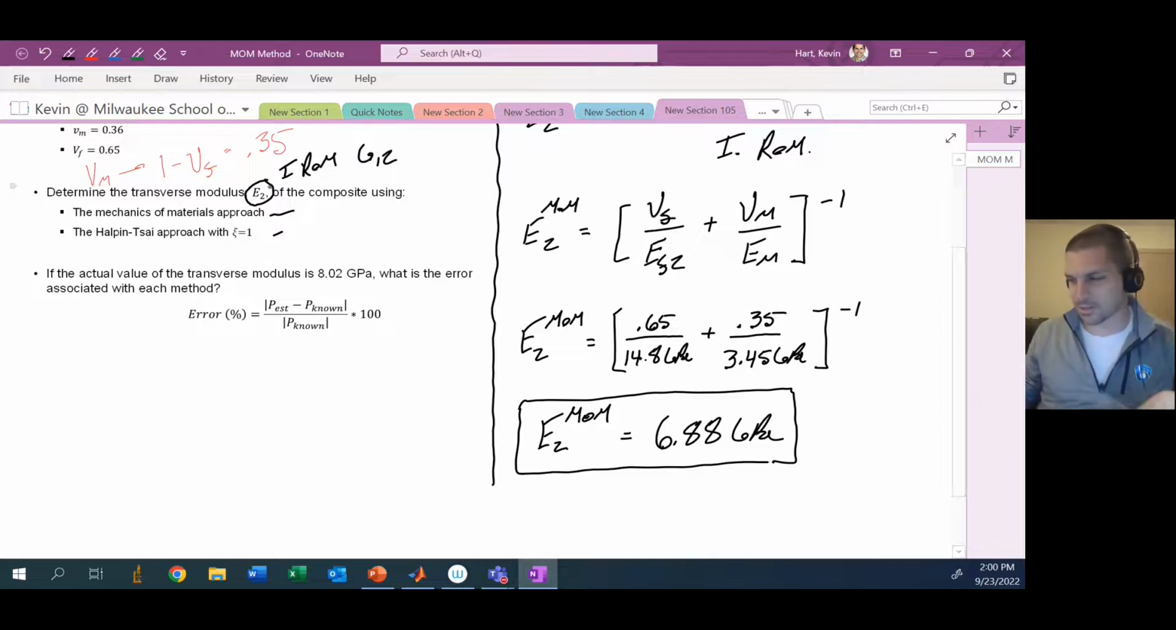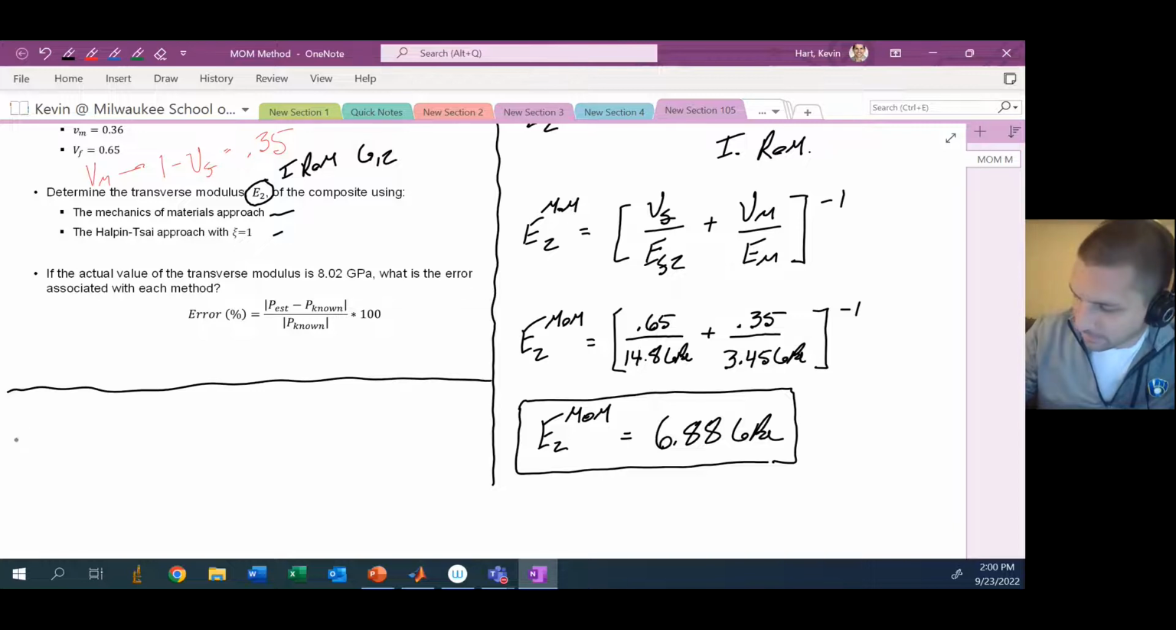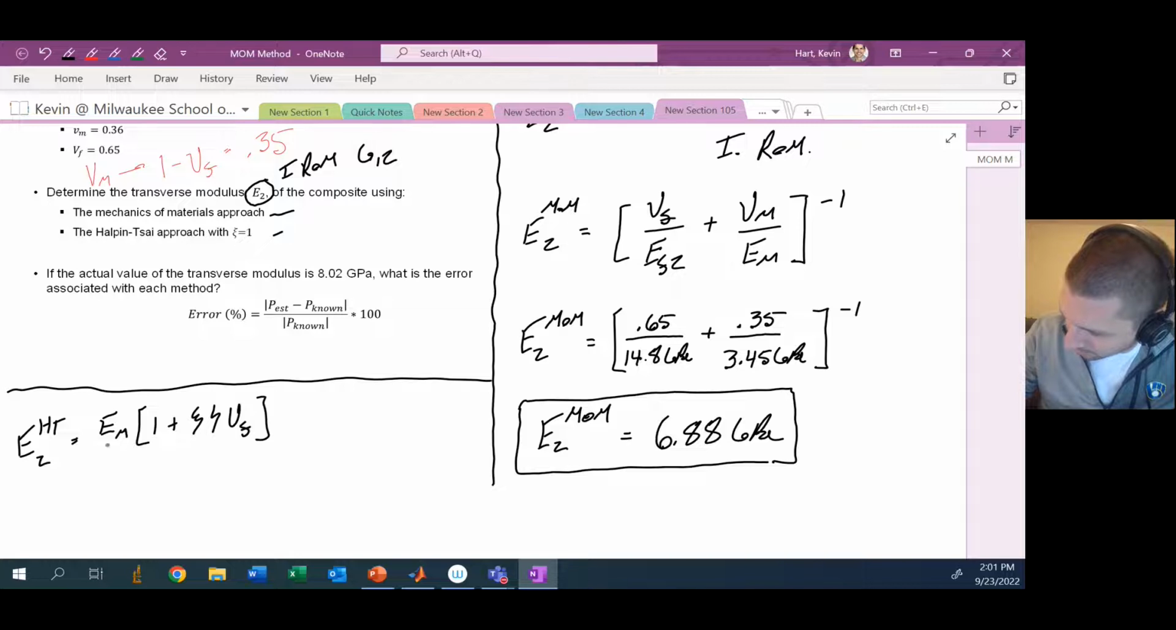But we're told in the problem to use psi equal 1, so that's what we're going to do. So let's go ahead and do that. Now we're going to calculate the elastic modulus in the two direction according to the Halpin-Tsai equation. And we remember our Halpin-Tsai equation is here: the elastic modulus of the matrix, times 1 plus psi eta VF, all over 1 minus eta VF.